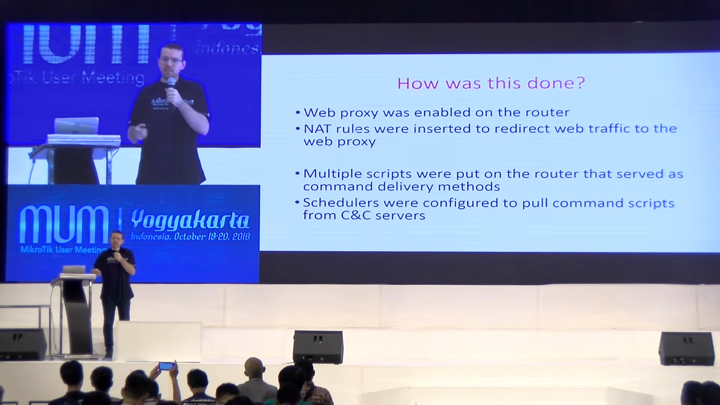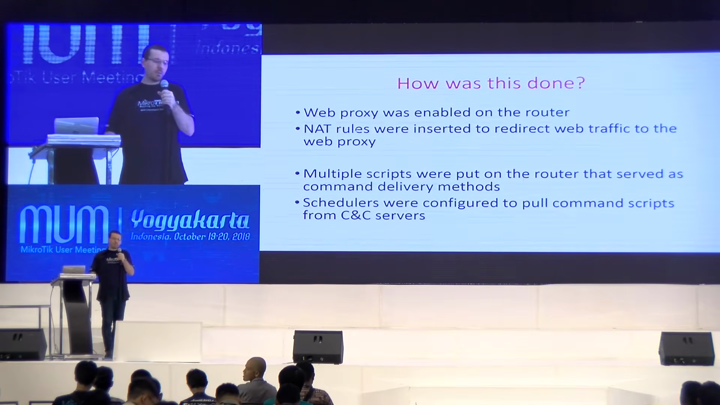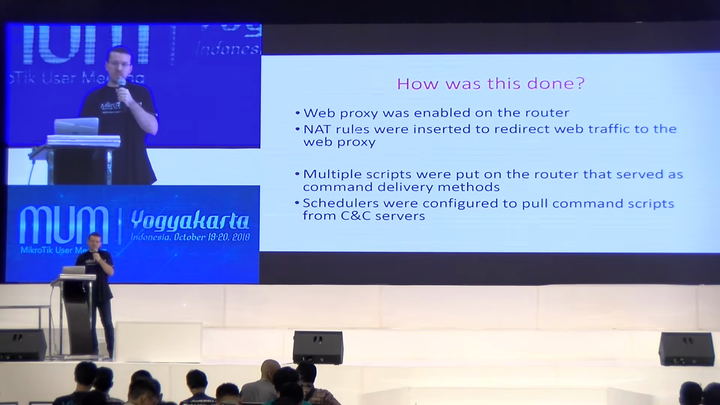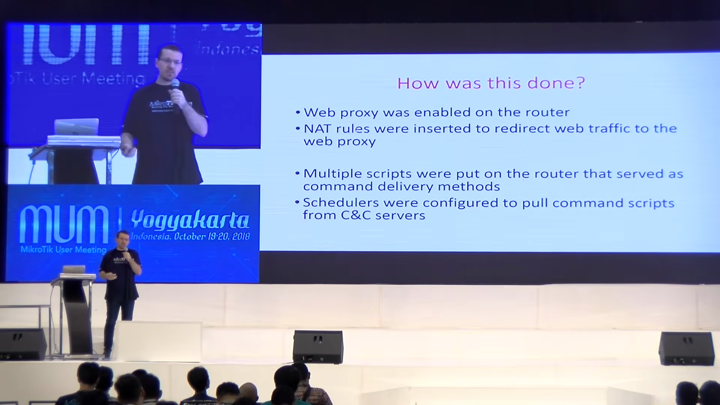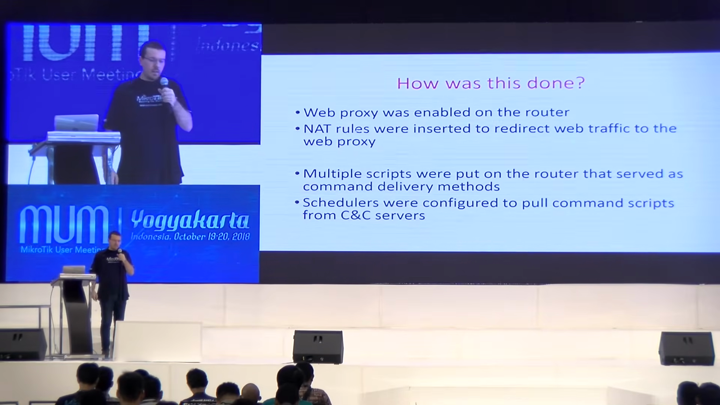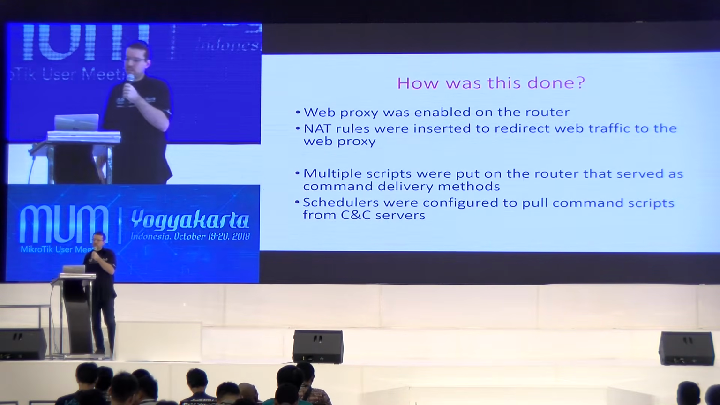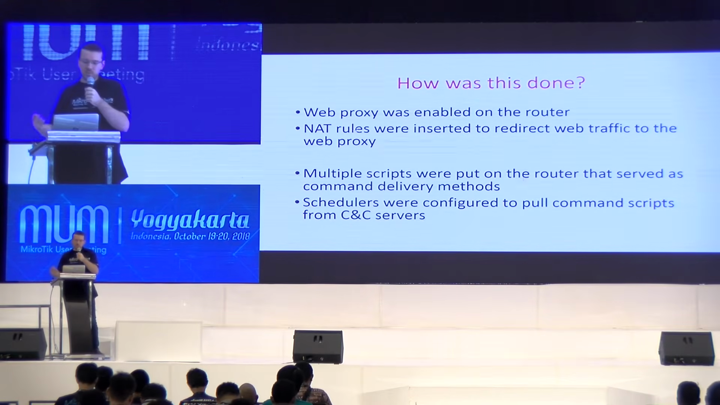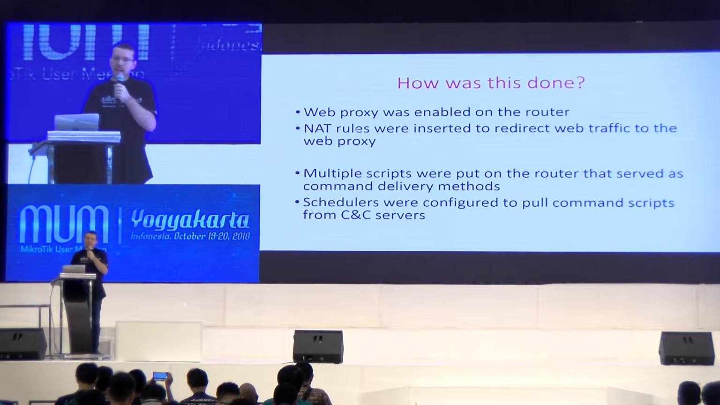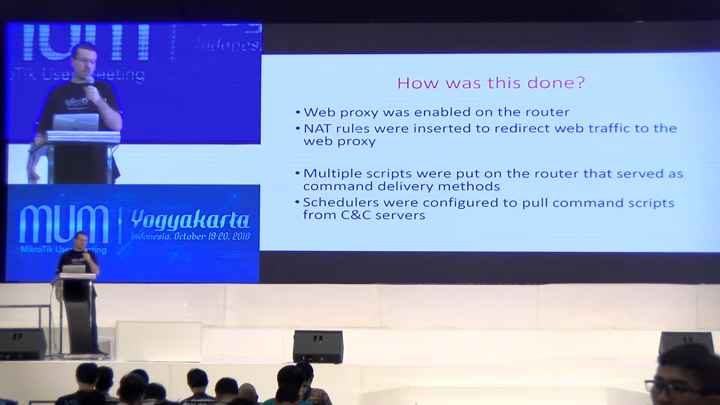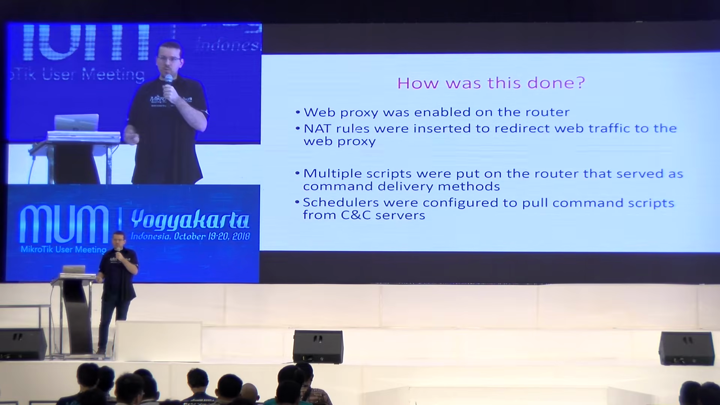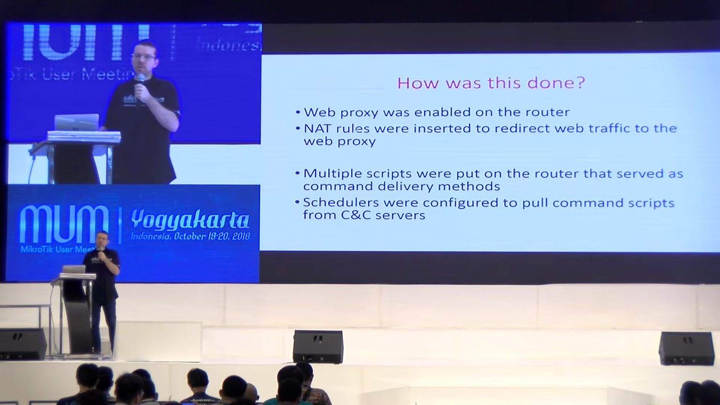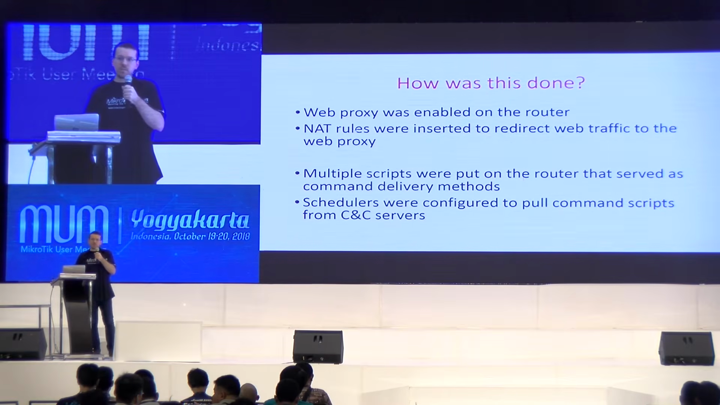Well, attackers, once they captured control over a router, deployed a web proxy. And then NAT rules were deployed that utilized redirect to redirect web traffic from the clients to the web proxy running on the router. And then multiple scripts were put on the router that served as command and control delivery methods. So attackers could actually reconfigure the routers live by schedulers which pulled scripts from command and control servers. This was actually used to, for example, change target Monero wallets for mining once one wallet was seized, or allowed attackers to update the web proxy configuration to deploy newer versions of JavaScript mining the cryptocurrency.